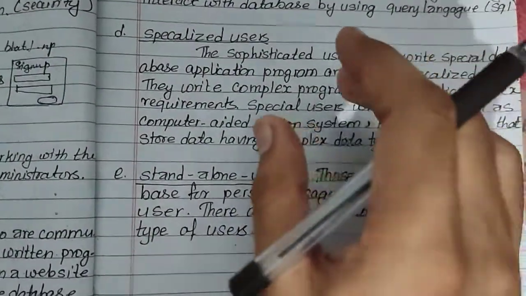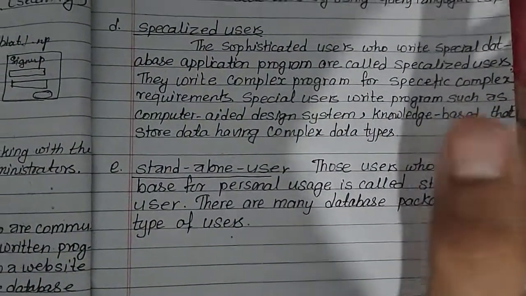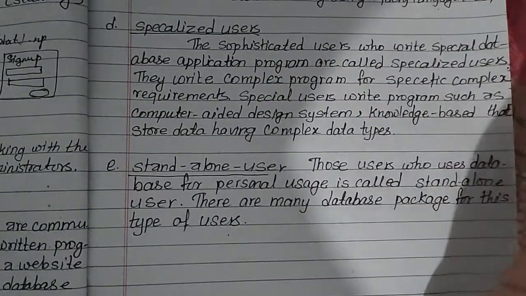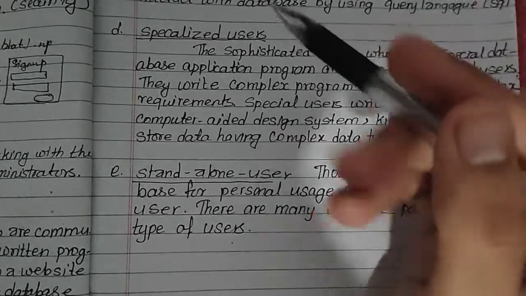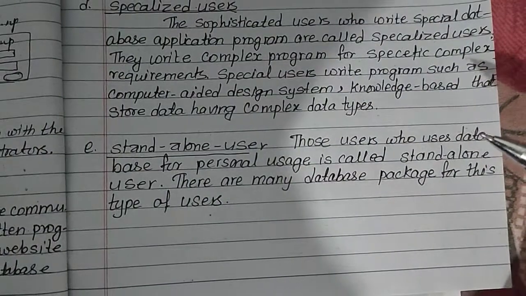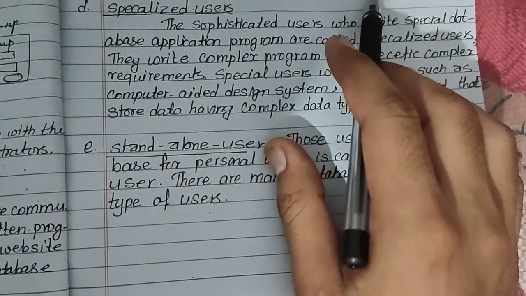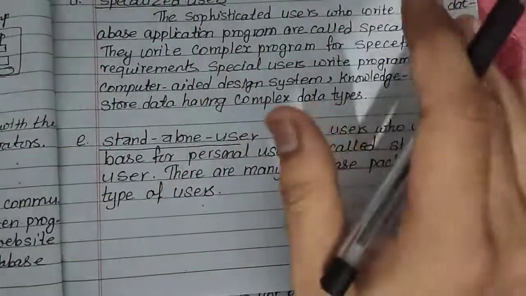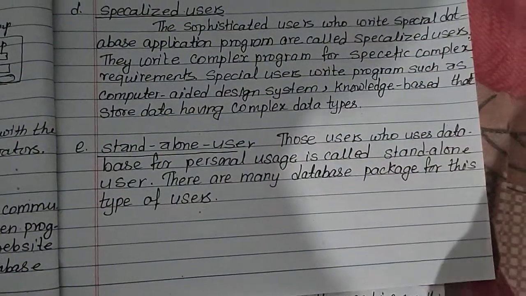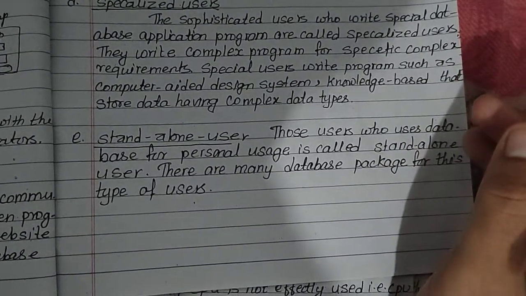For example, the users who write programs such as computer-aided design systems and knowledge-based systems that store the data are called specialized users. And the last one is the stand-alone user. Those users who use the data for personal use are called stand-alone users. There are many database software packages for stand-alone users such as MS Access and so on.